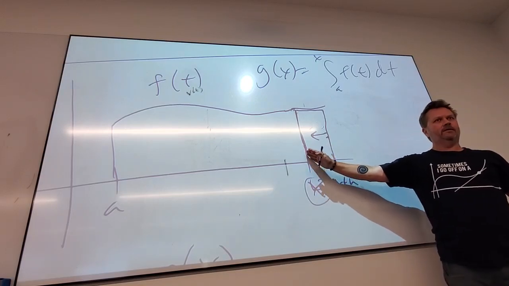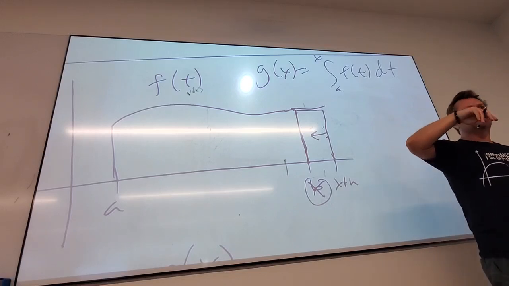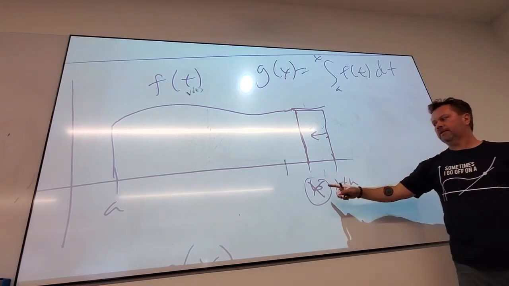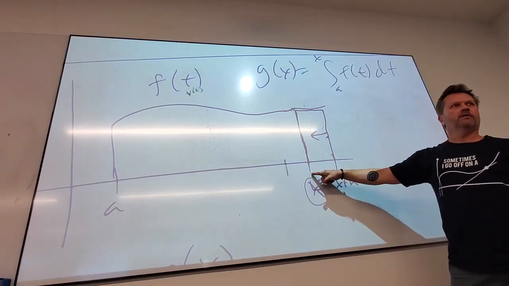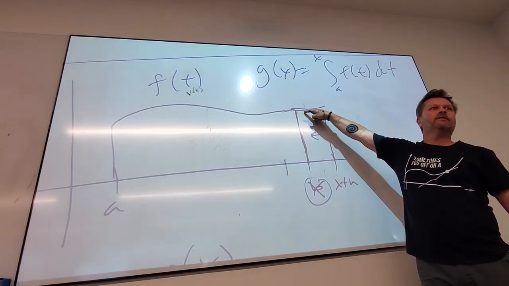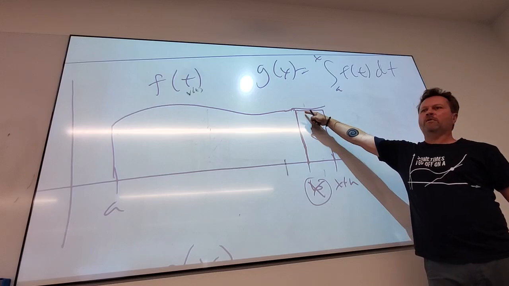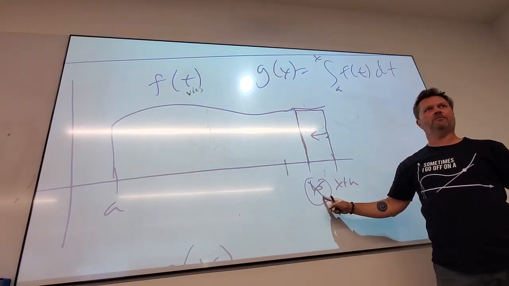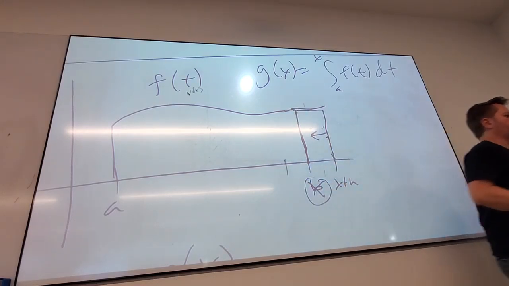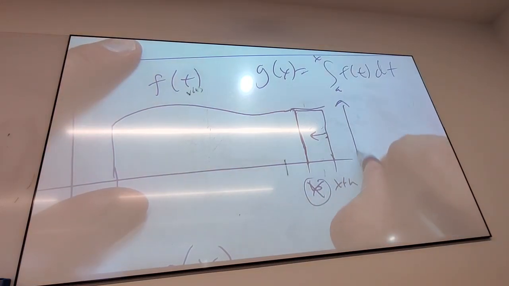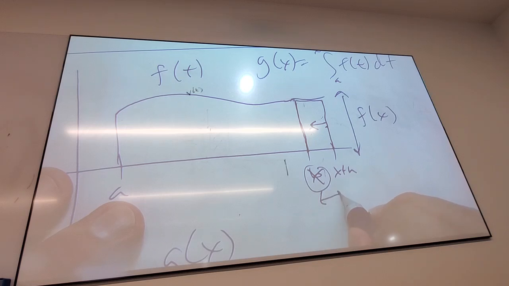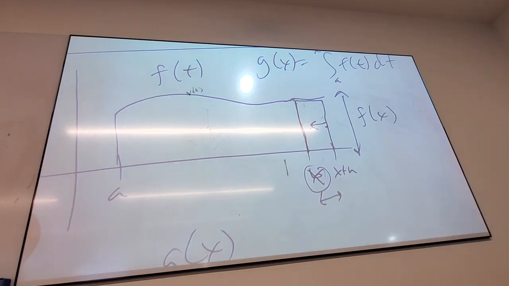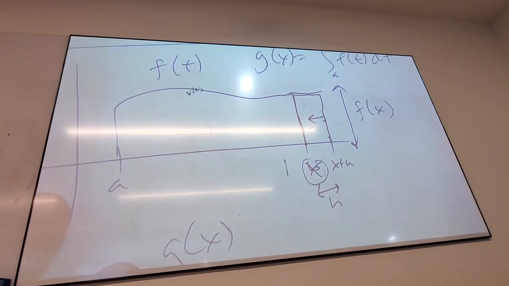Yes? Alright. So how tall is this rectangle? No, I'm going to let this determine the height. This is x. What's the height? You can do it. If I know the input, how do I get the output? F of x. Okay, so this is f of x tall. How wide is it? H. Is that cool? You see that? Okay.